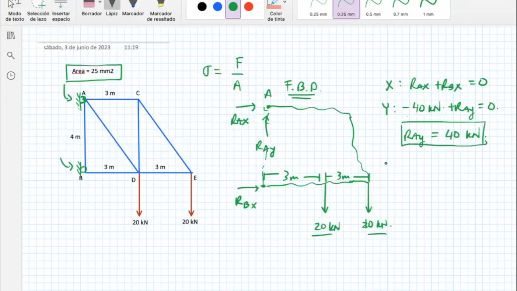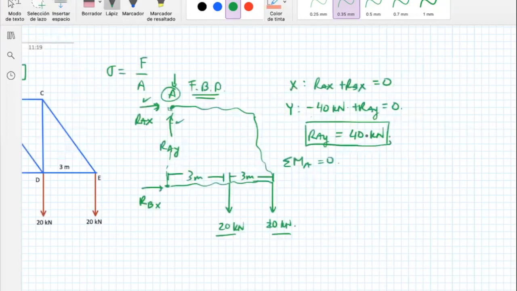Now let's go with moments. The sum of moments applied at a particular point, and this particular point is A. Most of the time this is a good point because I have two unknowns here and I want to get rid of them in this equation. Therefore, I'm applying the sum of moments at that point, and this means that RAX and RAY won't produce any moment. RBX will produce a moment, so it's RBX multiplied by the distance. The distance between here and there is 4 meters.